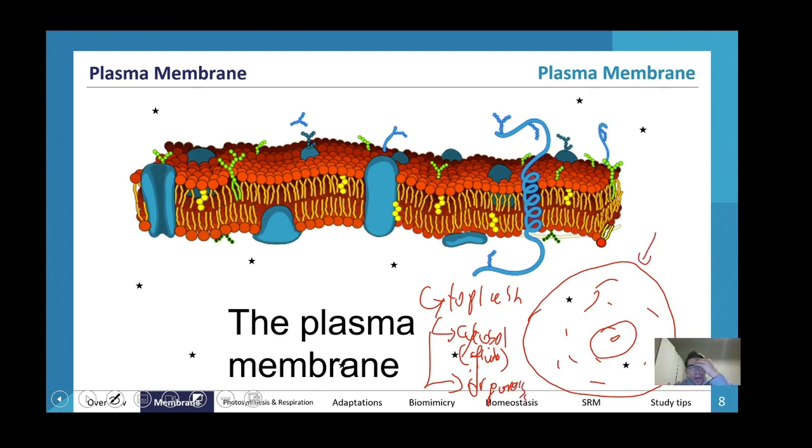The plasma membrane itself maintains the structural integrity of the cell. So it has a really important function. And on top of that, it controls the materials that can come in, but also out of the cell. So as you can see, it plays a really, really important role for a cell.